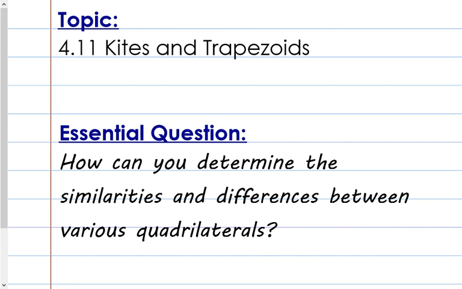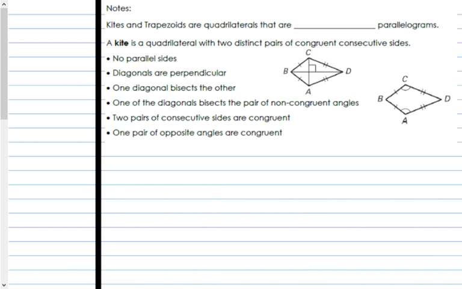Our essential question is, how can you determine the similarities and differences between various quadrilaterals? We're going to talk today about two shapes that you may be a little less familiar with, and that is kites and trapezoids. Kites, you've probably seen a kite flying in the wind, but it's actually a math shape. And then trapezoid, I'm certain you've probably heard of that shape before.